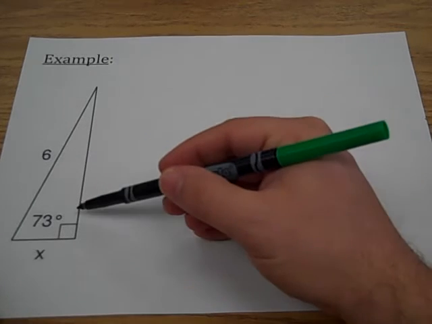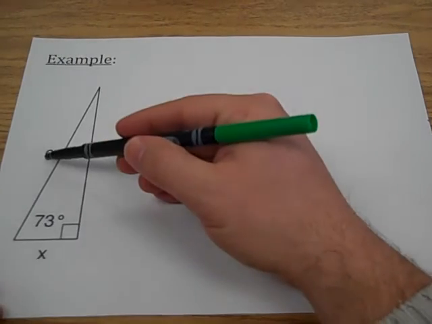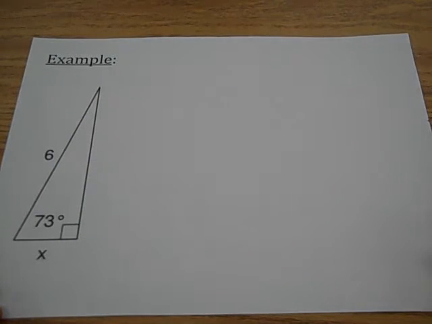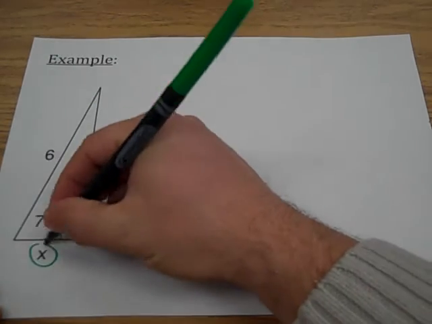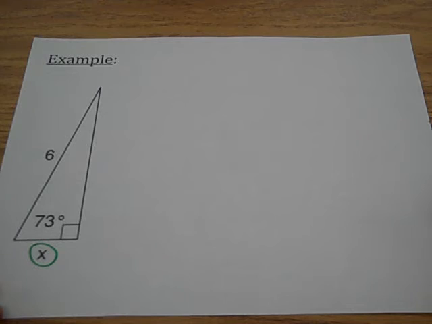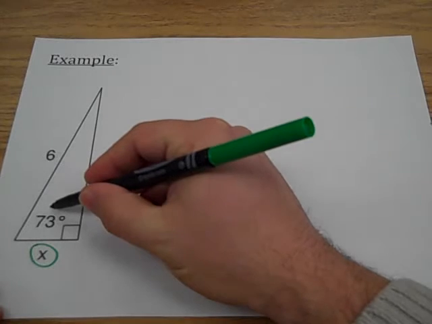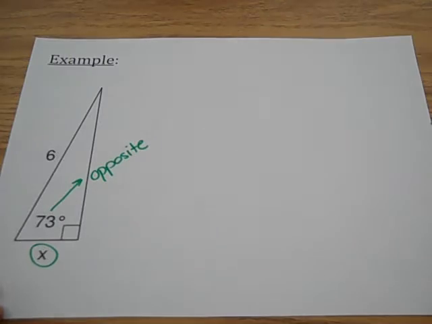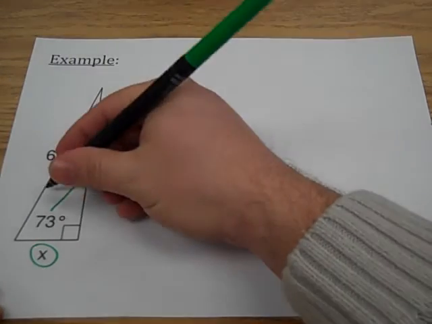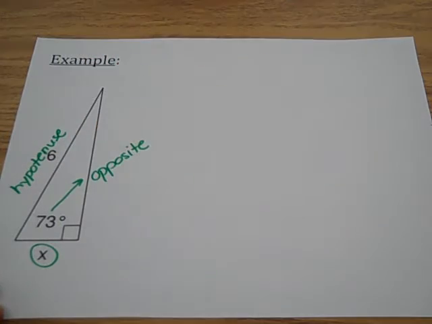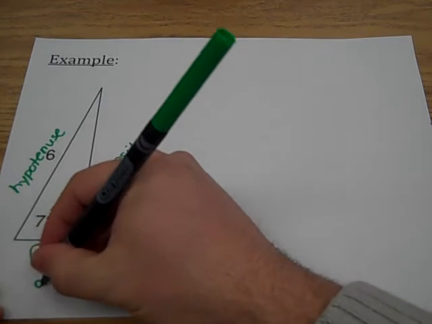So here I have an angle of 73. I have one side and another side. And I don't know what this one is. And that's okay because we don't need it. The first thing I want to do if I want to find x is look at the angle I'm given, 73, and label the sides of the triangle opposite, adjacent, and hypotenuse. The side opposite of 73 is over here. My hypotenuse is across from my right angle. And that leaves my other side as the adjacent side.